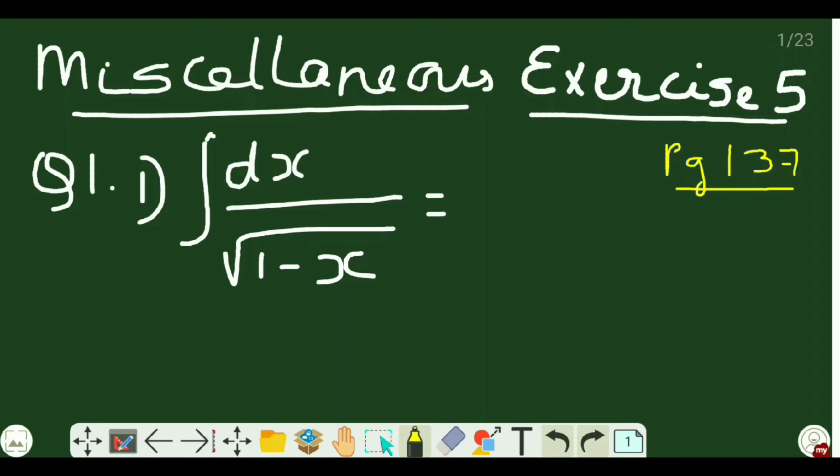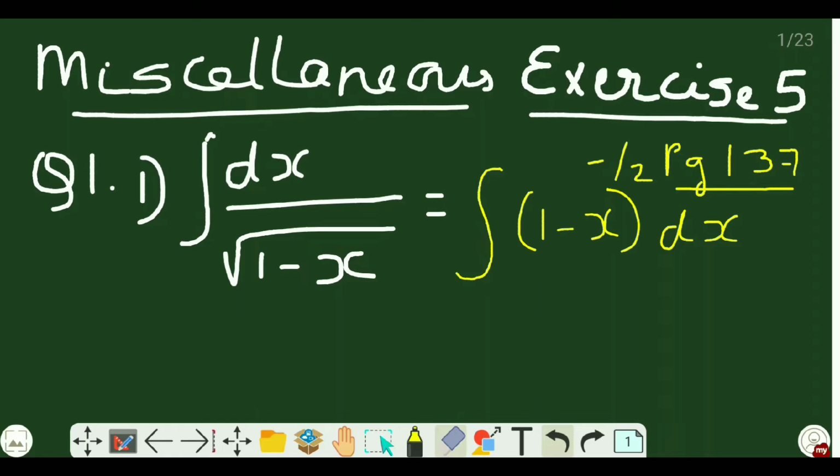So, here the integral of dx upon root of 1 minus x. This can be written as the integral of (1 minus x) the whole raised to minus 1 upon 2 dx. Solving further, we just have to find the answer to this question. We can solve the integral by using the formula for x raised to n, which is x raised to n plus 1 upon n plus 1. So, let us solve this sum now.